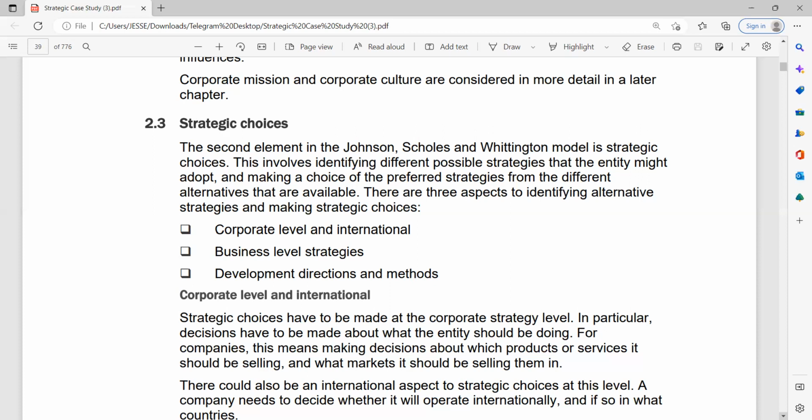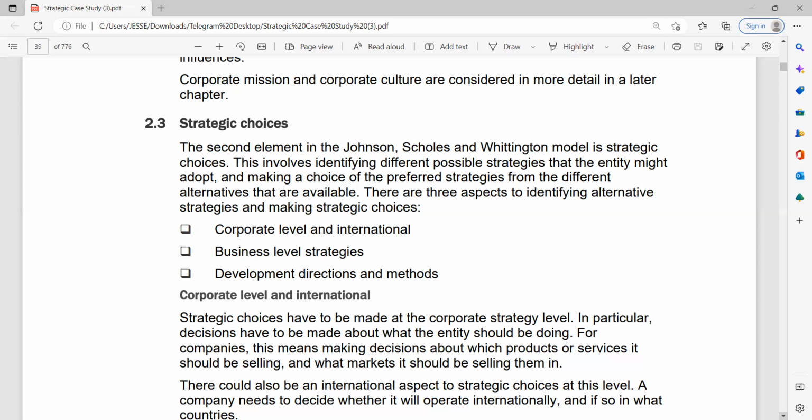Very, very important. There are three aspects to identifying alternative strategies and making strategic choices. Number one is corporate level strategy. Number two is business level strategy. And number three is development direction. So I'll explain all of this.